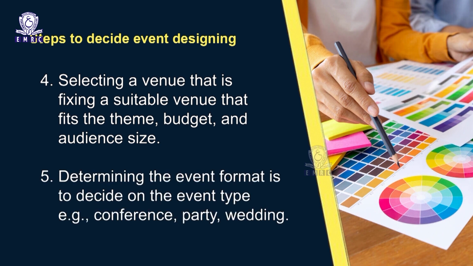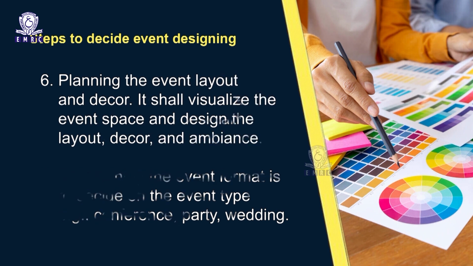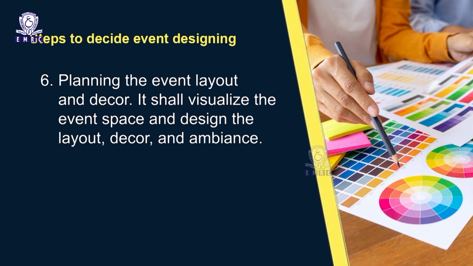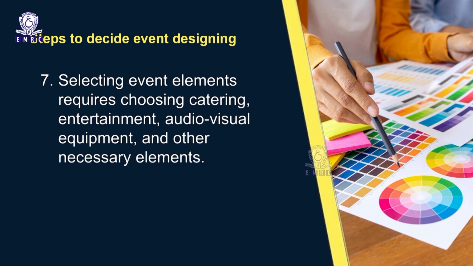5. Determining the event format is to decide on the event type, for example conference, party, wedding, etc. 6. Planning the event layout and decor. It shall visualize the event space and design the layout, decor and ambience. 7. Selecting event elements. It requires choosing catering, entertainment, audiovisual equipment and other necessary elements.